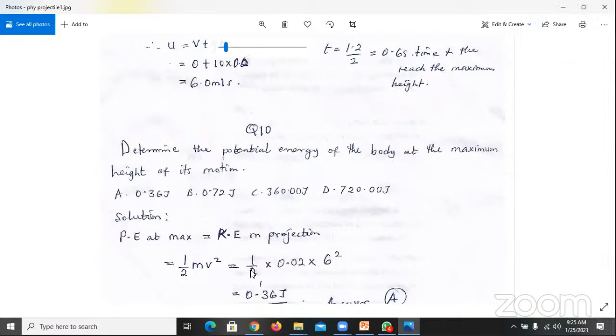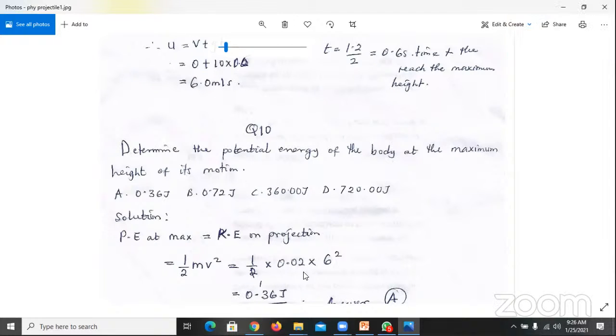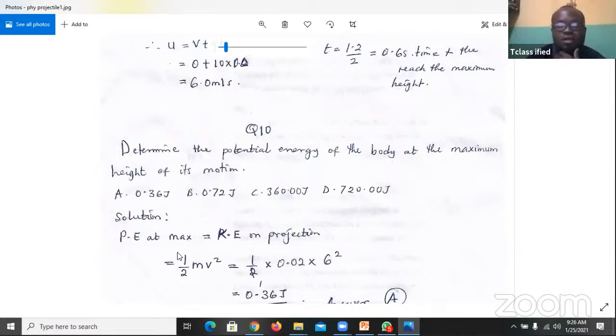So half of 0.02. That's not the initial velocity. It's actually the initial velocity, and that's how you are supposed to use it here. Because the final velocity at the tip will be 0. So you use u, the initial velocity, the velocity which is used in projecting. Are you clear on that? Because if you use 0, it's going to amount to 0, because it will be 0 times this, and there will be no energy there.